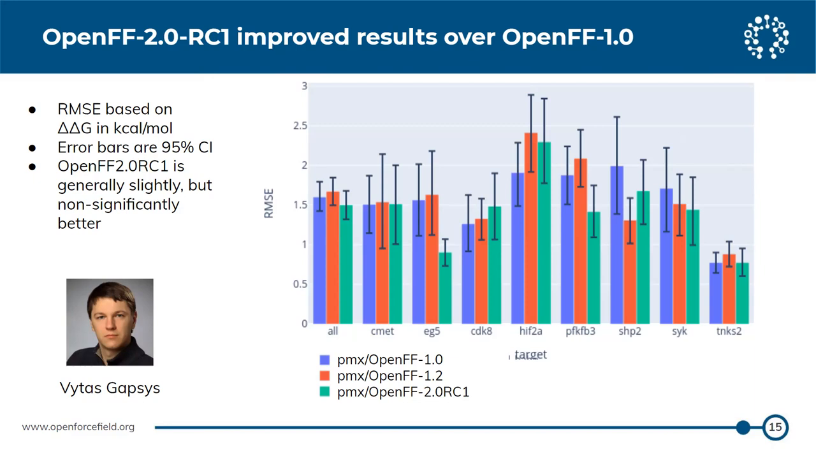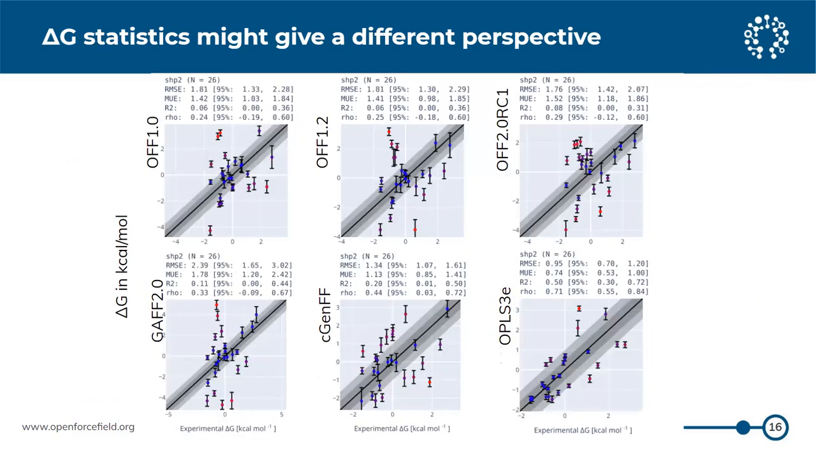But now if we go to the next slide and look at the delta G correlations, you actually don't see that big differences between the delta Gs for the three open force field versions at the top. And OPLS3e, also not that much better in the raw delta delta Gs, has a very good performance when looking at the delta Gs. So that's something also to consider, that this post-processing step generally improves the comparison to experiment, and therefore also shadows the parameter differences.